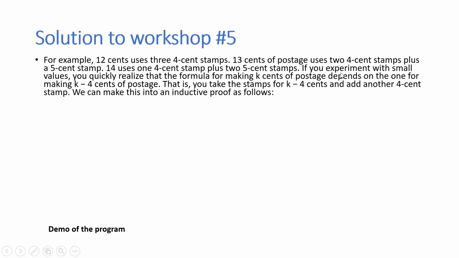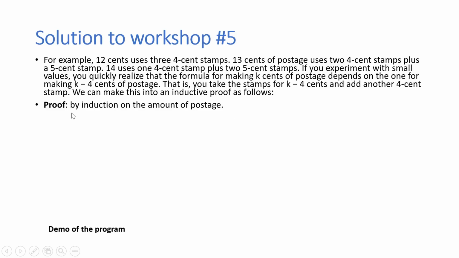So if you experiment with small values, you quickly realize that the formula for making k cents of postage depends on the one for making k minus 4 cents of postage. That is, if you take the stamps for k minus 4 cents and add another 4 cent stamp, we can make this into an inductive proof as follows.